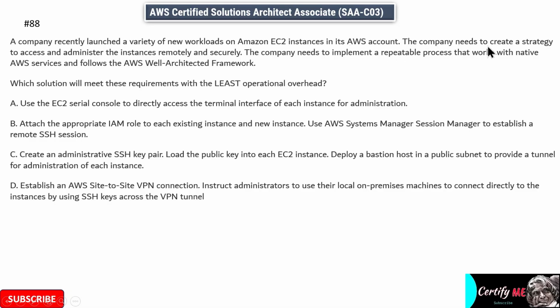A company recently launched a variety of new workloads on Amazon EC2 instances in its AWS account. The company needs to create a strategy to access and administer the instances remotely and securely. The company needs to implement a repeatable process that works with native AWS services and follows the AWS Well-Architected Framework. Which solution will meet these requirements with the least operational overhead?